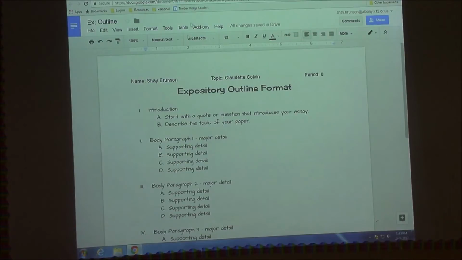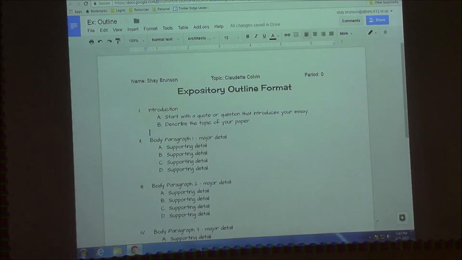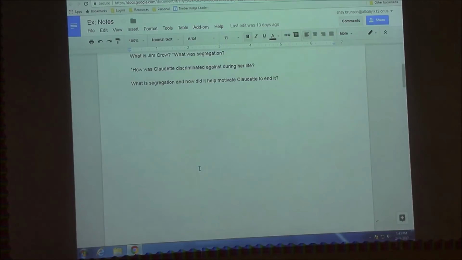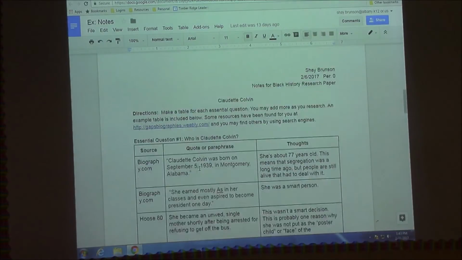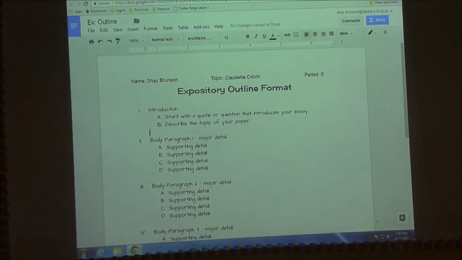The next thing you're going to do is take information from your notes sheet that you've taken and use it in your outline. The easiest way to do this is to scroll down to these boxes that you filled out with information and with a summary. As you read through, this information will become your body. Watch this.